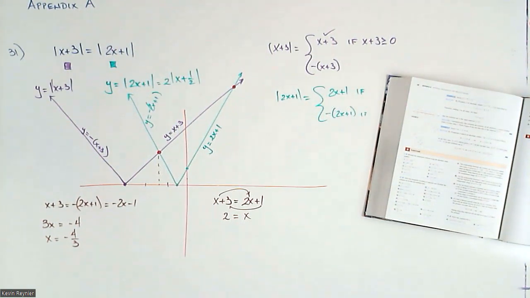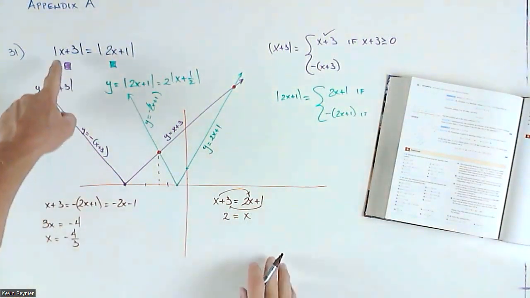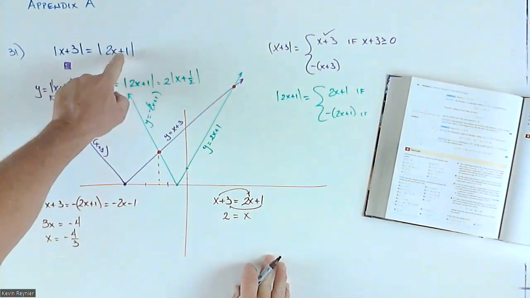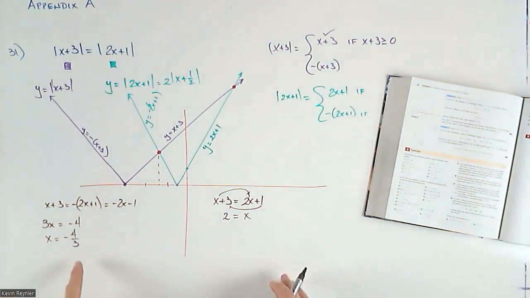Okay. Now, I wonder if those actually work. I don't know. We should check them. If I put 2 in here, I get 5. If I put 2 in here, 2 times 2 is 4, plus 1 is 5. Wham! If I put negative 4/3 in here, oh my gosh, it's going to take so much effort.